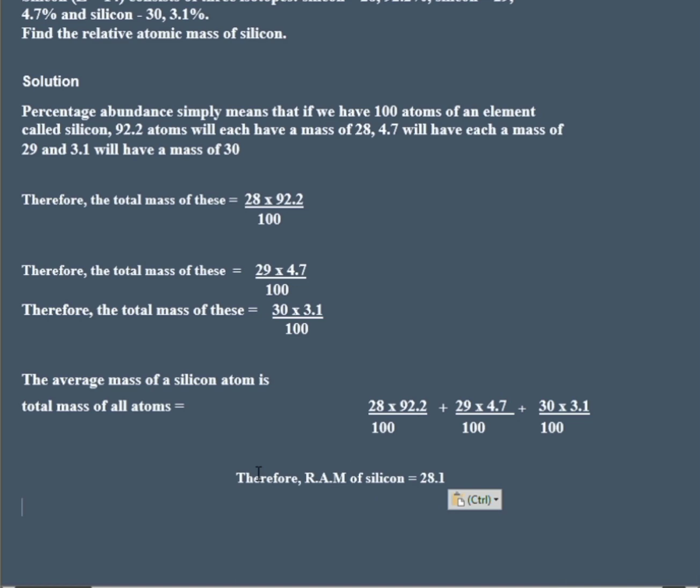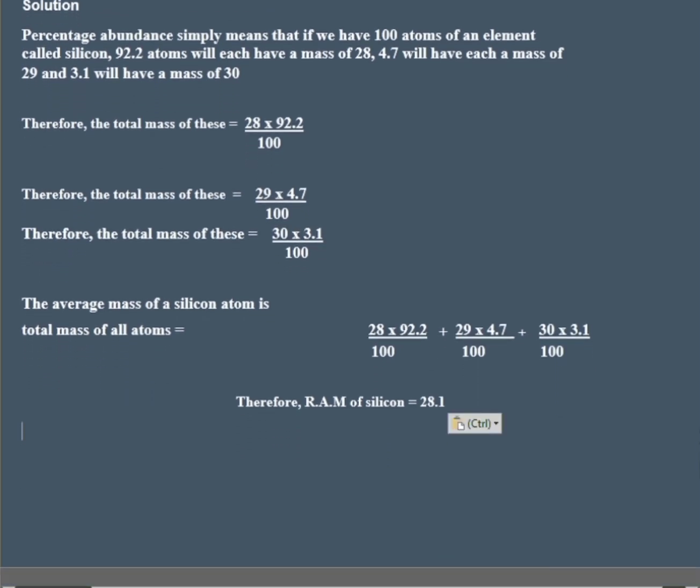We can just predict where the mass will fall around, because the most abundant isotope is where it will fall. Now we have here 28.1. That is the relative atomic mass for silicon.